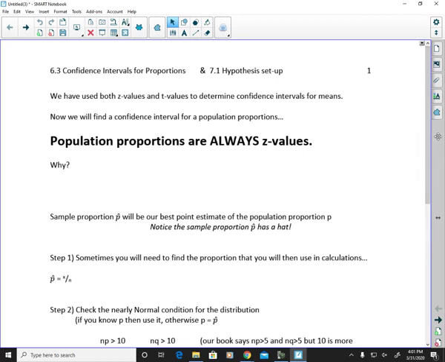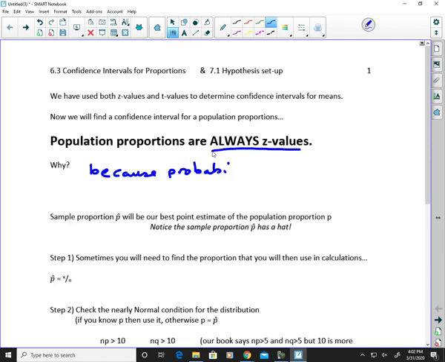So now we're going to be doing confidence intervals, and it's going to be kind of similar, but we're going to be doing it for population proportions. Now, population proportions are always z-values. Why? Because you basically have its population distribution, which means you know everybody about the population. It's a probability distribution. It's actually a binomial one. Binomial version.